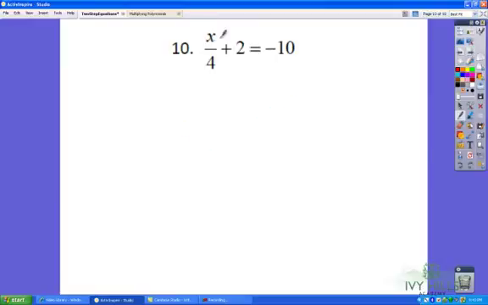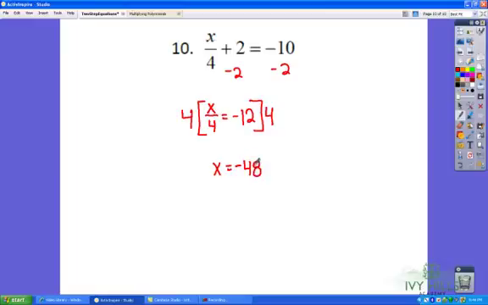And finally for number 10, I have x over 4 plus 2 equals negative 10. If I subtract 2 from both sides, I will have x over 4 equals negative 12. And at this point I have x divided by 4, so I will want to multiply both sides by 4 to isolate the x, and I will get x equals negative 12 times 4, which is negative 48.